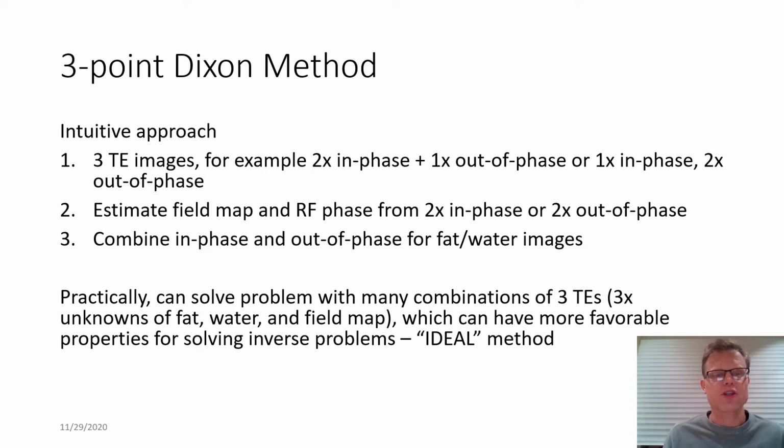The intuitive approach here is that we're going to get 3 different images now, both an in phase and out of phase, and then an extra one, either in phase or out of phase. We can use the 2 that are either in phase or out of phase, wherever we have a double. We can use that to estimate the field map, so this delta B0 term. And then we combine this information, and we can ultimately still separate fat and water.